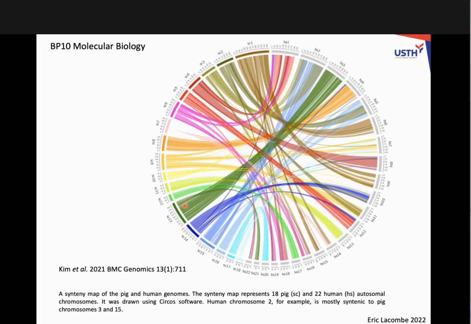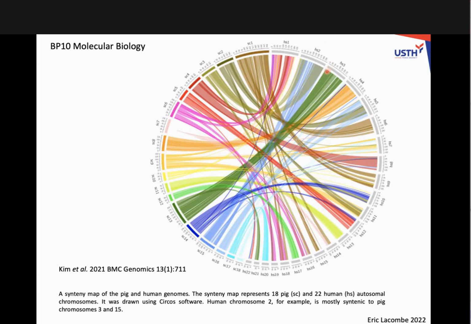I don't know if you see it very well, but if we take here, the 0 is here, so the top of chromosome 13 in pig, the bottom of chromosome 13 of pig. And can you see the dark green color that is going from 13 going to this 21? Can you see it? It's okay?